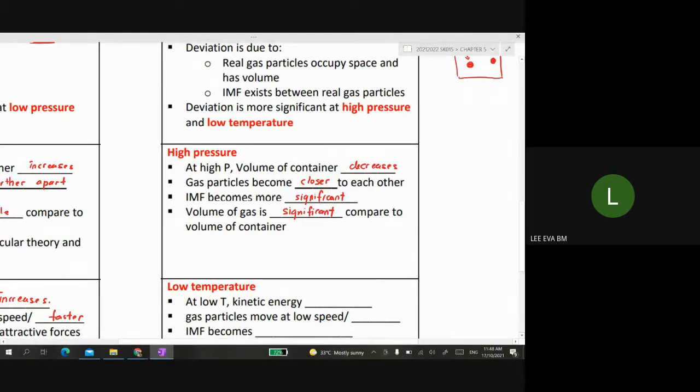For intermolecular forces, in short form, you have to understand that IMF in this case means the intermolecular forces. The IMF become more significant. The volume of the gas is significant compared to the volume of the container. Make sure you do not mention just volume; you must state which volume. Do you want to mention the volume of the gas or the volume of the container? Okay, so any questions for the condition of high pressure of the real gas?